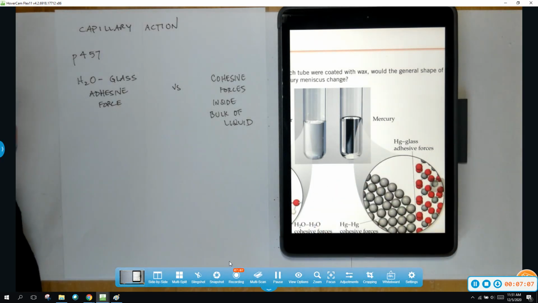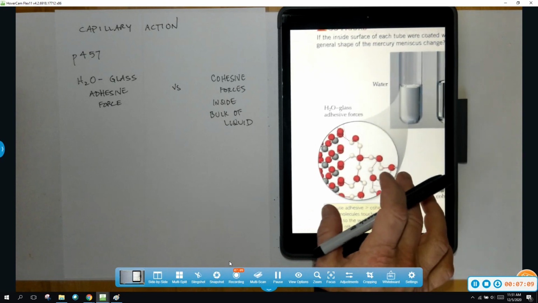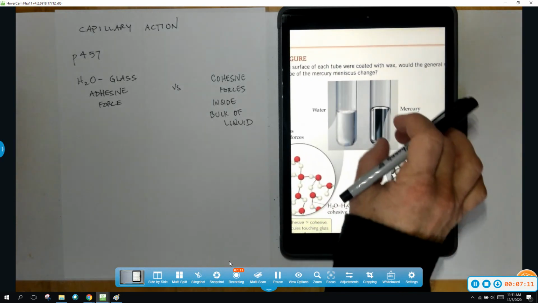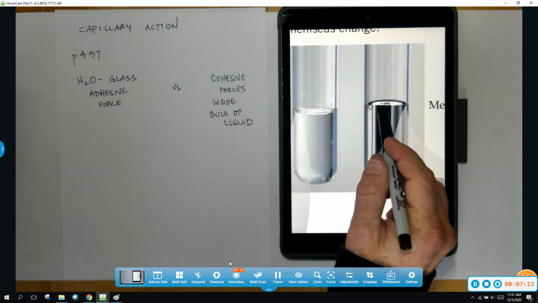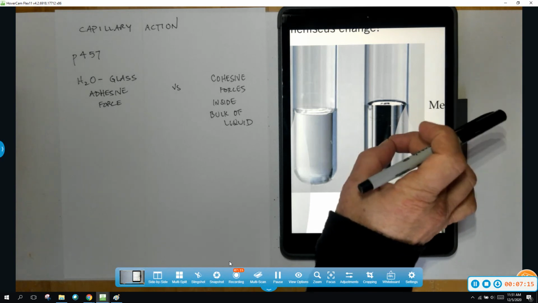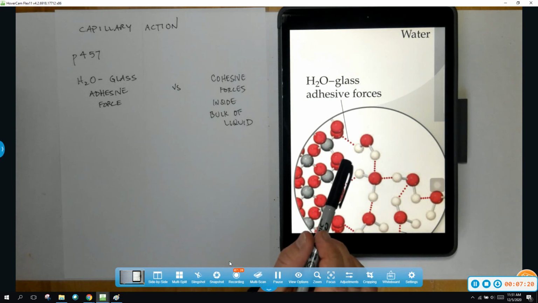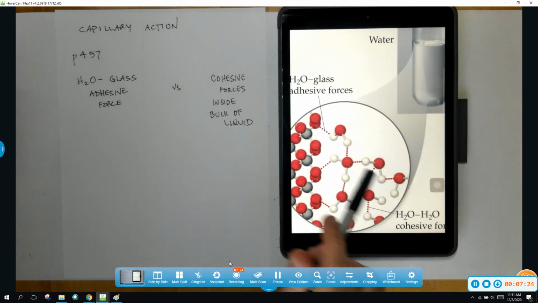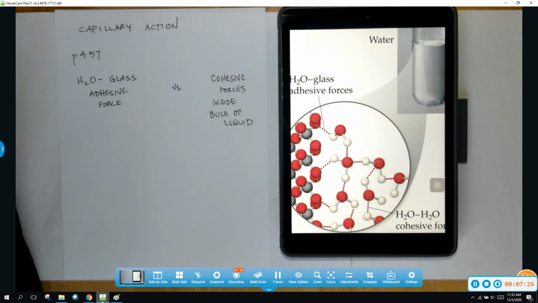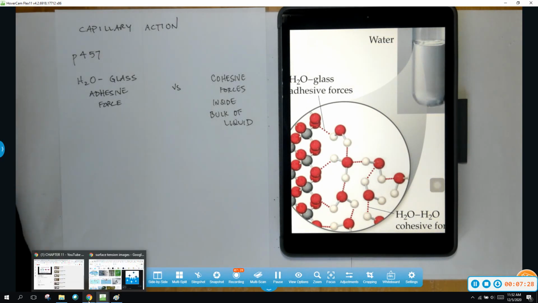So the cohesive forces inside of mercury right here actually stick the mercury together, whereas the cohesive forces of water right here are overcome by the adhesive forces of the glass and allow the water to pile up on top of itself and cause that meniscus.